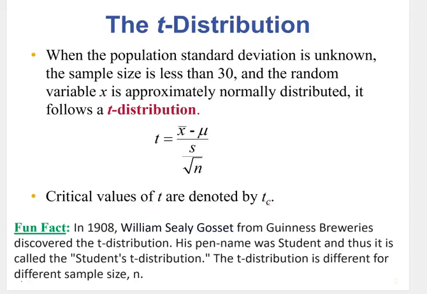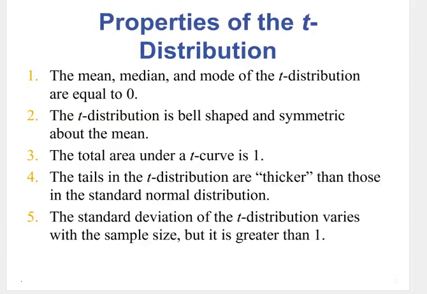So let's talk a little bit about the t-distribution, what it looks like, its properties, and then we can start using it. In the t-distribution, the mean, the median, and the mode are 0, just like in the z-distribution. The t-distribution is bell-shaped and symmetric about the mean, just like the z-distribution. The total area under the t-curve is 1, just like the z-distribution. The tails, however, are thicker than those in the standard normal distribution. And the standard deviation of the t-distribution varies with sample size, but it is greater than 1. So just know that your standard deviation will be greater than 1.